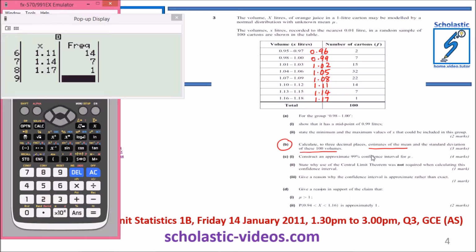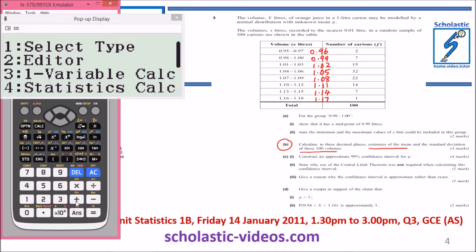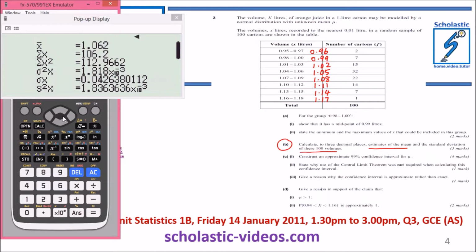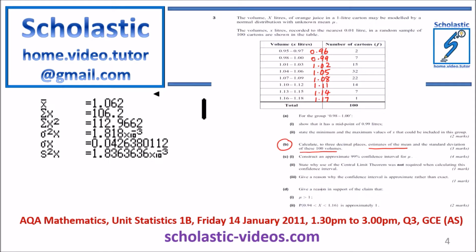So now our task is to calculate the mean. In this particular case, I go to the options menu and then number 3 for the values of the calculator. So basically, I can see the estimated mean of those sample values is x bar 1.062, and the standard deviation sigma is 0.04263801112. I'll take them into the PowerPoint slide here. So basically we have those values.